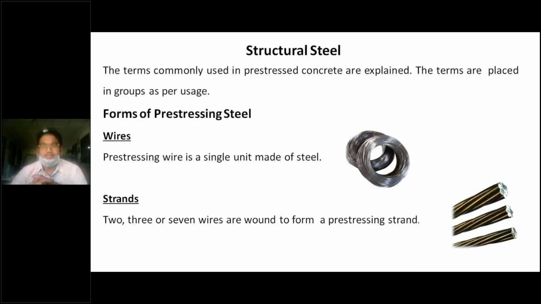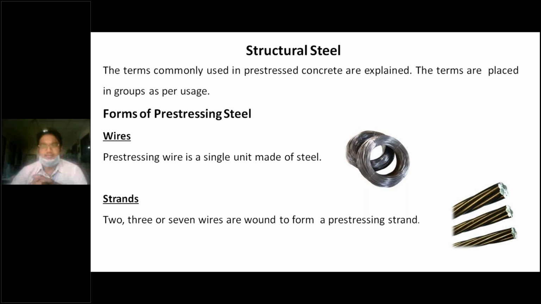And next, coming to structural steel, different types of steels are available, and the material which we are going to use in the prestressing technology. The terms commonly used in prestressed concrete were explained in the previous slides. And what are the different types of prestressing steels available? One is the wire. Now there are different strands available, where plies are twisted together into a strand.